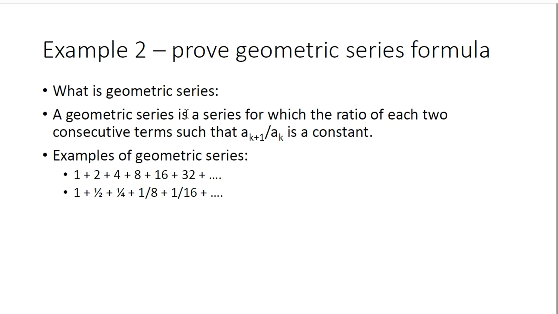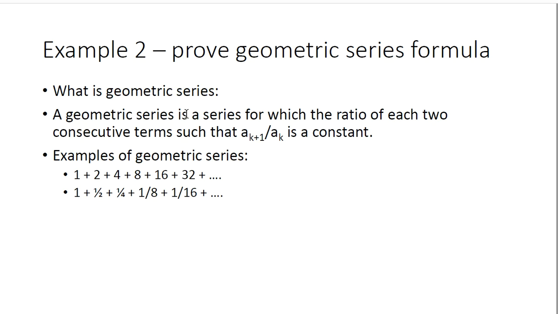Let me show you the next example. Prove the geometric series formula. So what is a geometric series? A geometric series is a series for which the ratio of each two consecutive terms, a sub k plus 1 divided by a sub k, is a constant.